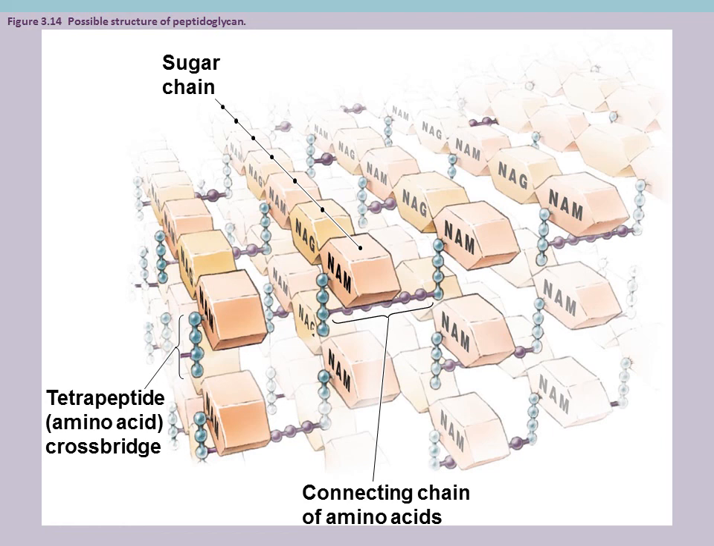Now, if you have multiple layers, how do you connect the layers? Well, then you're going to have what we call a cross bridge. It's a tetrapeptide, which means it has 4 amino acids, and it's a cross bridge that then connects one layer to the next. So as you can see, it kind of looks like scaffolding, this lattice work in here. And that is what the peptidoglycan looks like.